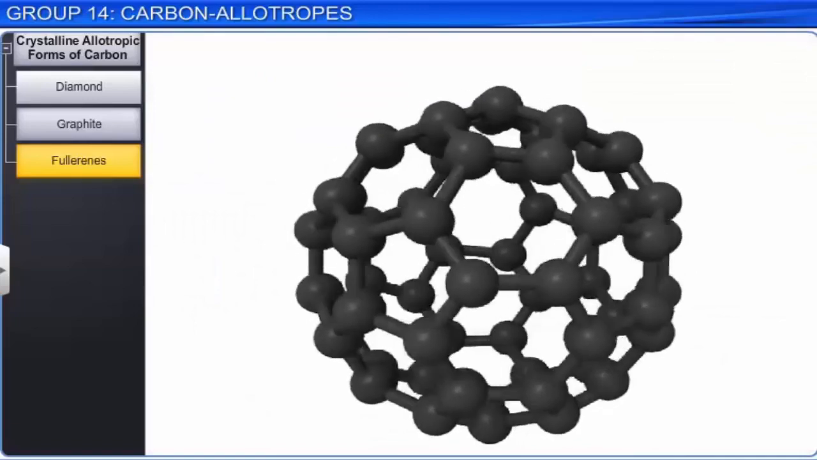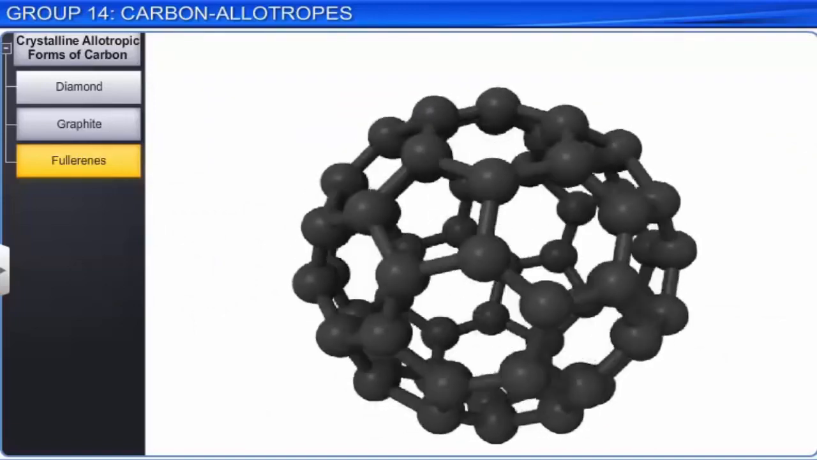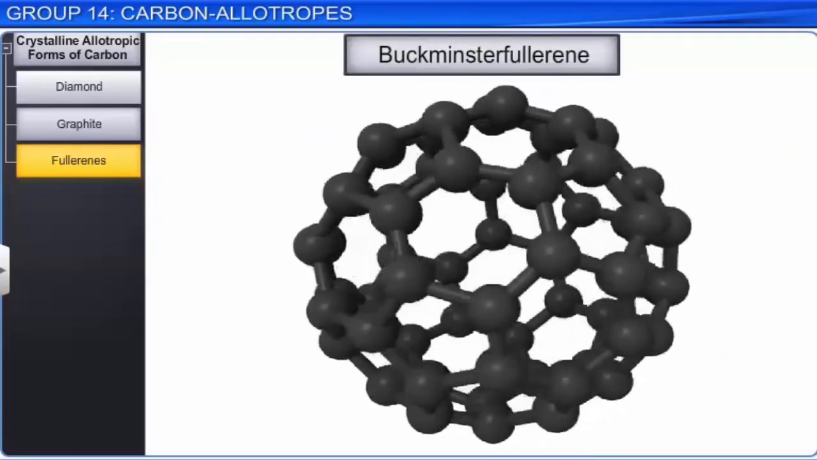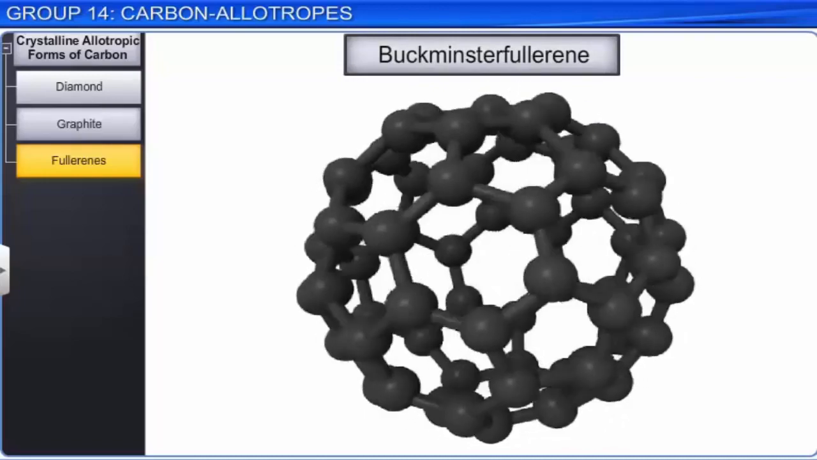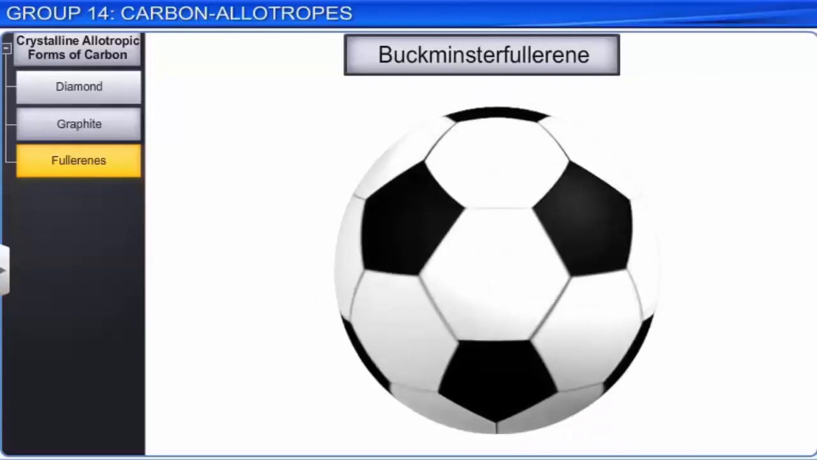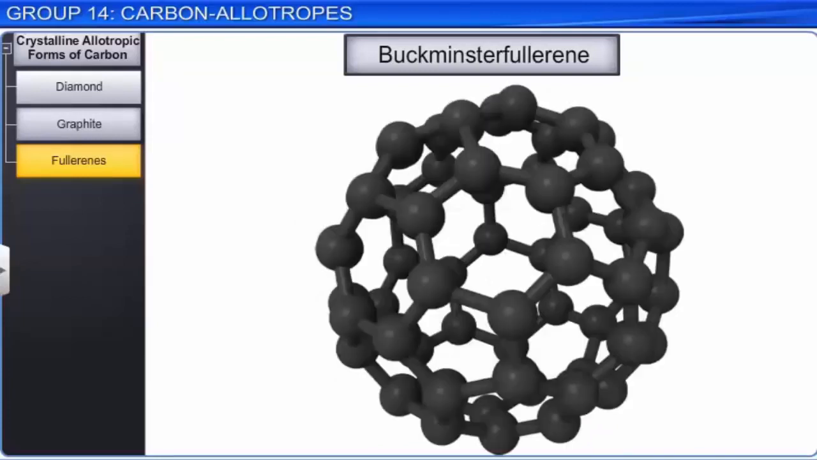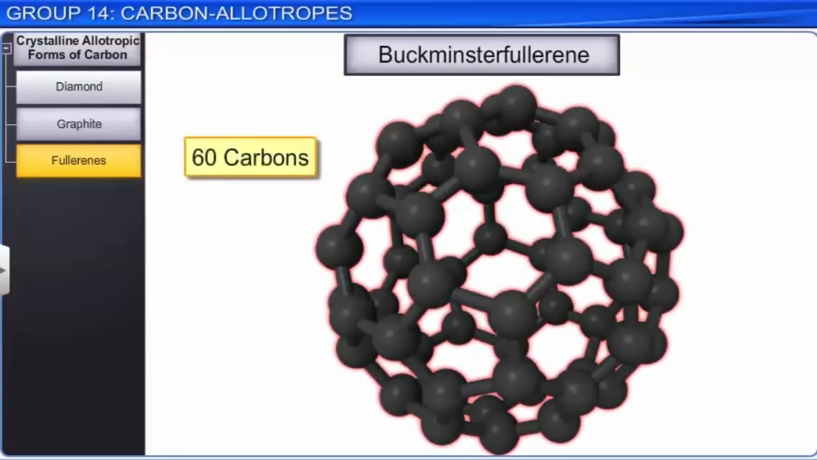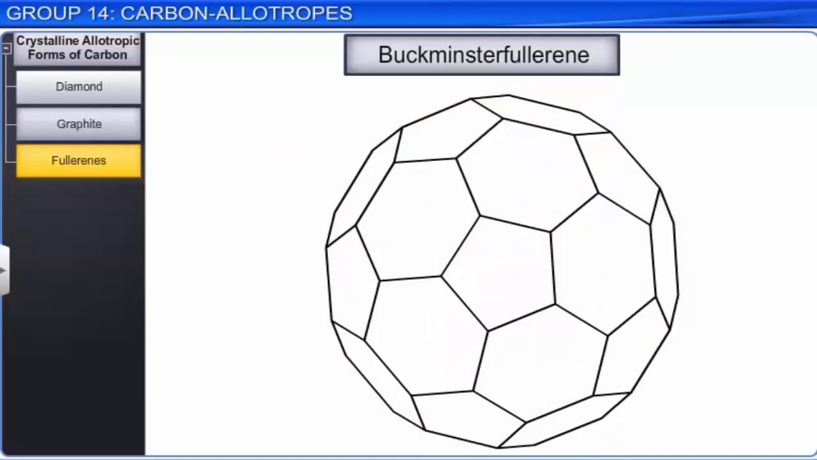Fullerenes are cage-like molecules. C60, or Buckminster fullerene, named after the American architect famous for his geodesic dome structures, looks like a soccer ball. It is sometimes referred to as a buckyball. Buckminster fullerene contains 60 carbon atoms arranged as a hollow sphere. This ball-shaped molecule has 60 vertices, each occupied by a carbon.